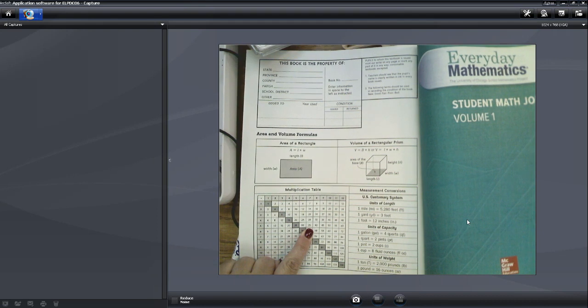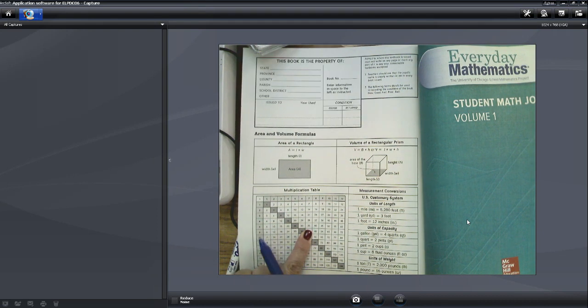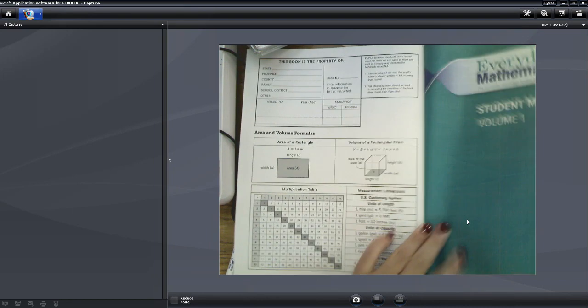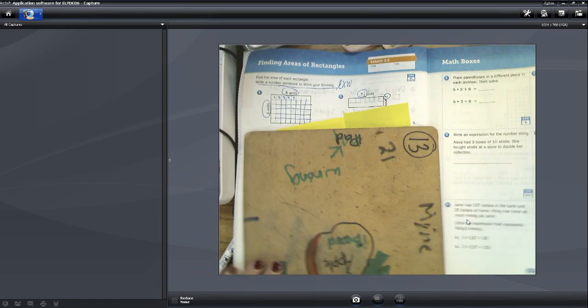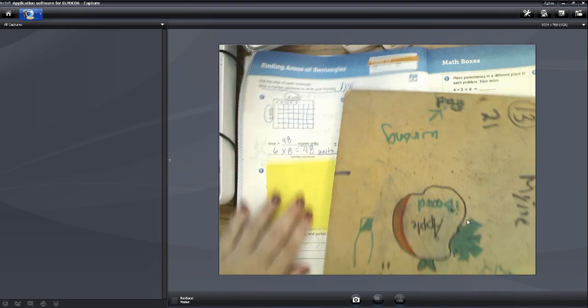I'm going to re-zoom in. There you go. So I can do 6 times 8, and I know my answer is 48. So that is a little hint that you can use if you don't know your multiplication facts very easily. Go ahead and use that hint to help you.